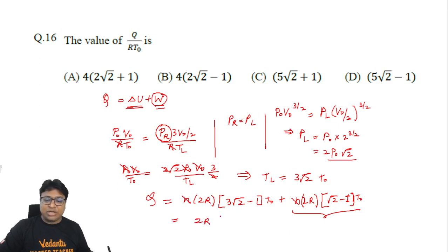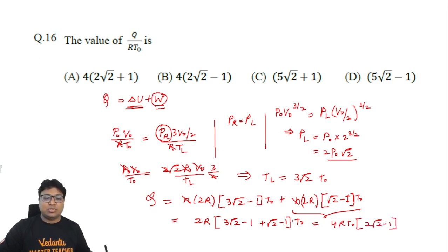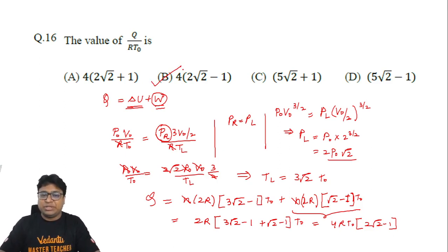If we take 2R as the common factor, then we get 3 root 2 minus 1 plus root 2 minus 1, into T naught, which means we get 4R T naught times 2 root 2 minus 1. So Q by R T naught will be equal to 4 times 2 root 2 minus 1. So that is equal to option B. So for this question, option B would be the correct answer.